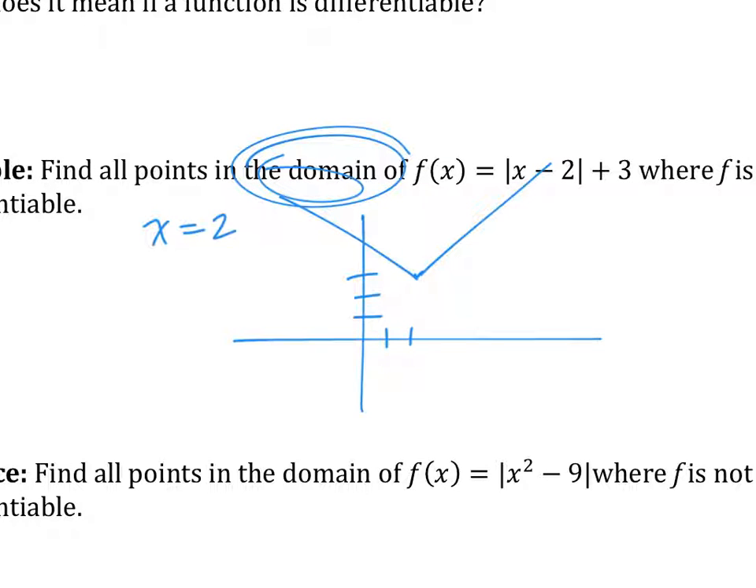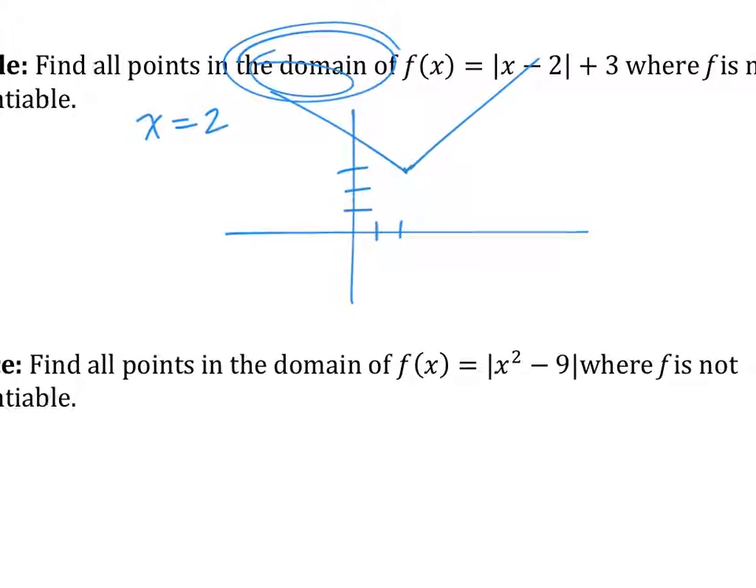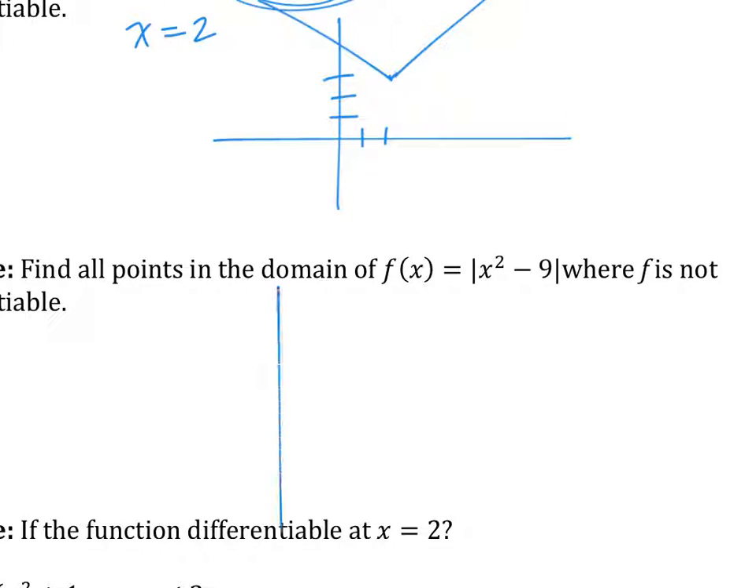This next one's a little bit trickier. You have to think about this a little bit. x squared minus 9, absolute value. Well, let's think about x squared minus 9. How does x squared minus 9 look? Yeah, a parabola, and then what happens to the parabola? Down 9, right? Okay, so this is how the graph looks.